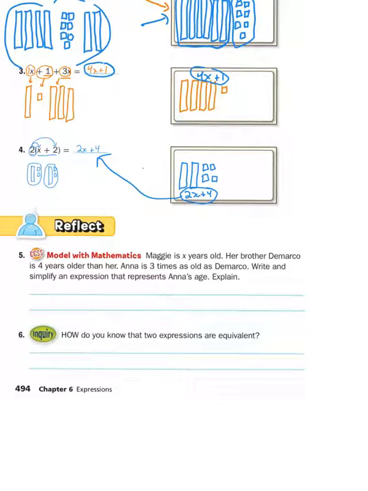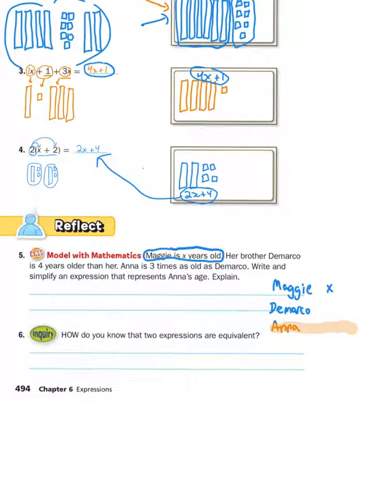We're going to make kind of a table. We're going to make one for Maggie, and then her brother DeMarco, and then her sister Anna. Now in the end, it says write and simplify an expression that represents Anna's age. So whatever we have here in the end is going to be our expression for Anna. Okay, then we just have to simplify it. So let's start here. First off, it says Maggie is X years old. So just put an X next to Maggie. That's how old she is.